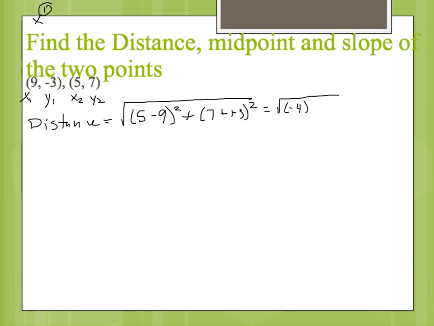You want to make sure to leave that in parentheses. Plus 7 plus 3 will give me a positive 10, that squared. So that's going to be 4 times 4 is 16, 10 times 10 is 100. So it's going to be the square root of 116. And for right now, you can leave your answer just like this.